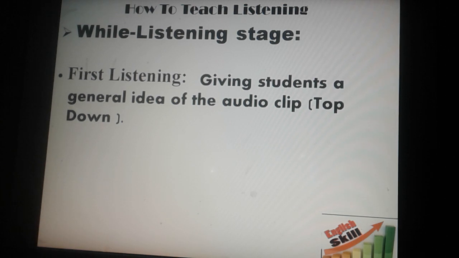يعني after the first listening, the teacher asks students what do you understand from this first listening. Give me a general idea about the audio clip. This is called a top-down strategy. يعني first listening كتكون فرصة للتلاميذ باش يعرفوا فقط موضوع ديال التكست. General idea of the text.